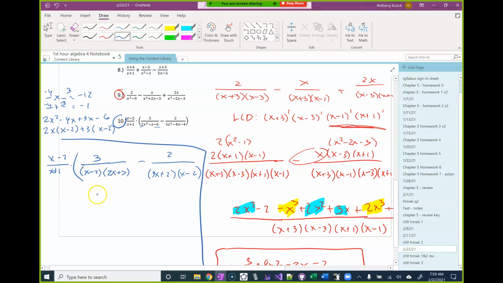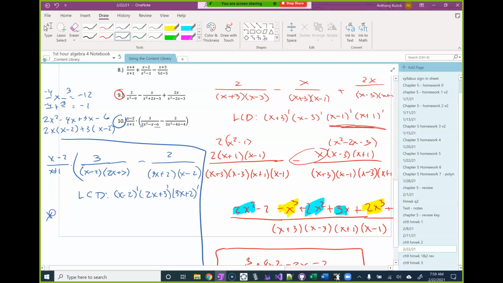Okay. So again, our least common denominator. Well, we have an x minus 2 that occurs once in each of them, a 2x plus 3 that occurs once, and a 3x plus 2 that occurs once. So that's going to be my least common denominator, is just those three multiplied together.